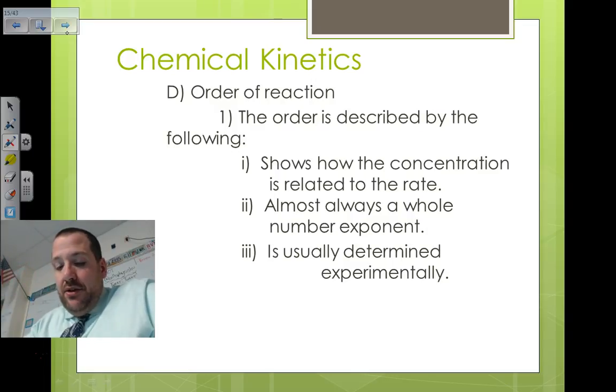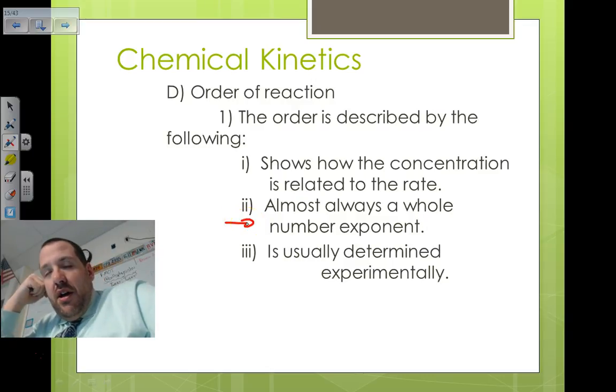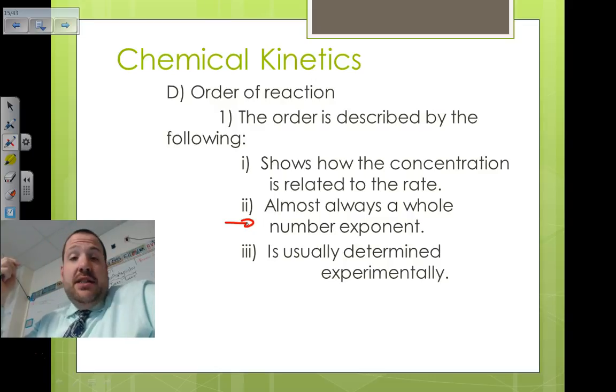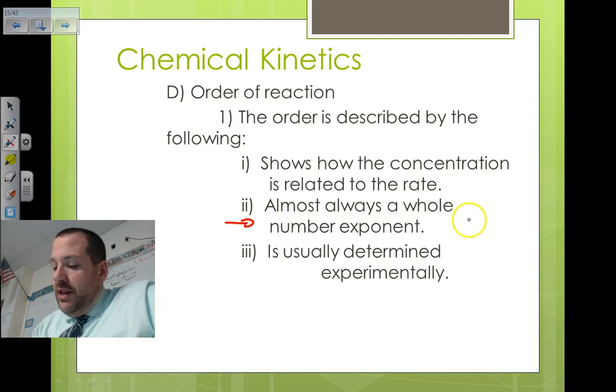I will tell you, for the most part, this is going to be a whole number. It's very rarely determined to be a decimal. Very rarely do we get that. So it's almost always going to be 1, 2, 3, 4, some sort of positive whole number. It could be 0.